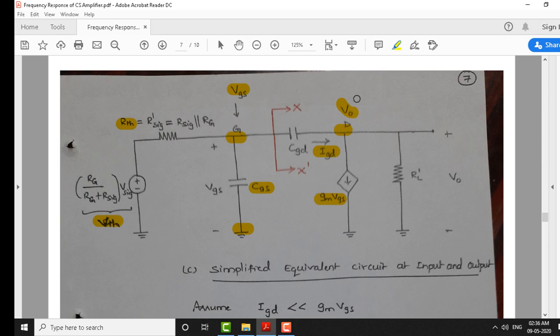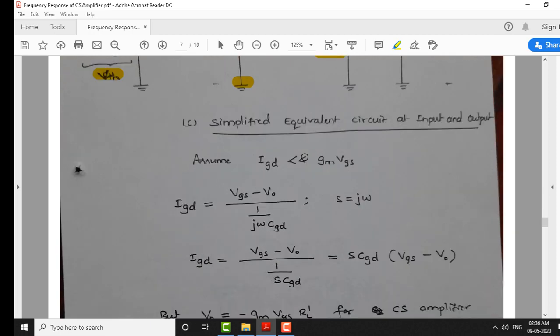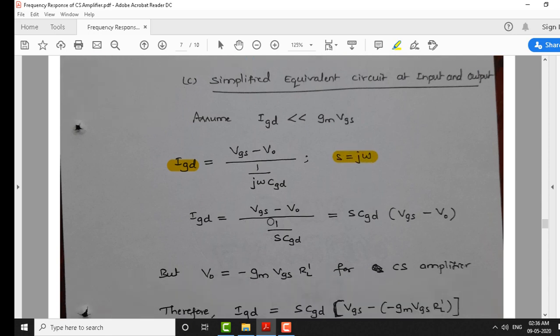That is the voltage that exists across CGD, and the reactance is 1 by j omega CGD. So the resulting equation is: IGD equals VGS minus V0 divided by 1 by j omega CGD. Replacing j omega with S, the IGD equation simplifies to VGS minus V0 divided by 1 by S times CGD. This 1 by SCGD can be taken to the numerator. So the equation for IGD becomes S times CGD times VGS minus V0.